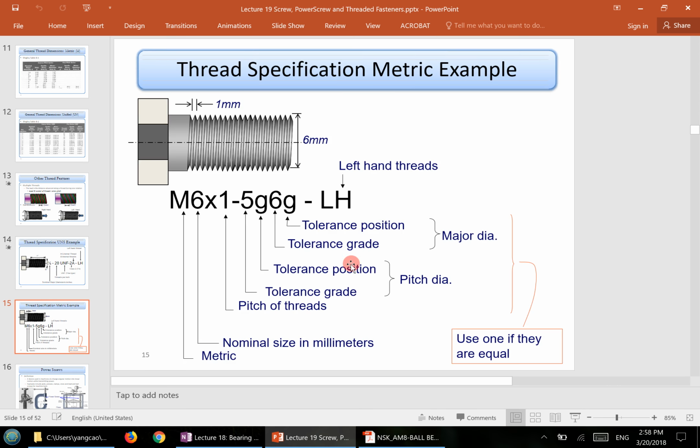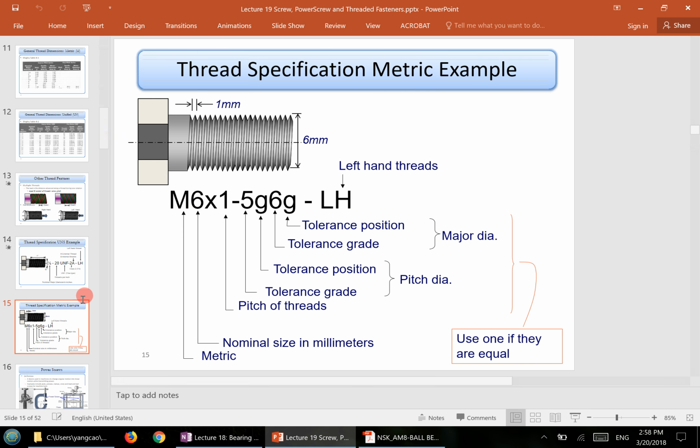And this one here shows you an example for metric. It starts with M and then 6 times 1. So 6 here refers to the major diameter, and 1 refers to the pitch. That's not a diameter, it's the pitch value. So this one directly gives you the pitch value. Then 6G, 6G refer to the tolerance for the pitch diameter and the major diameter. And the last one here, of course, is the same thing, L for left hand or right hand.